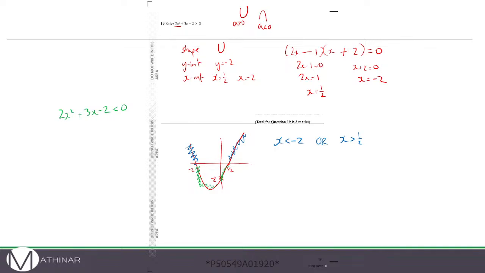Now can you see that this is one continuous region? If it's one continuous region, your solution will be in this form. And the numbers that we have on either side are -2 and 1/2. Those are our numbers. So that's number 19.